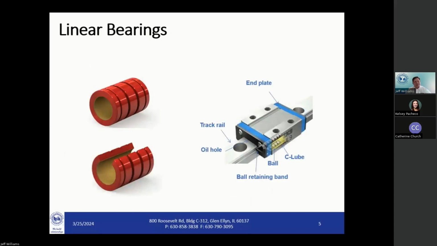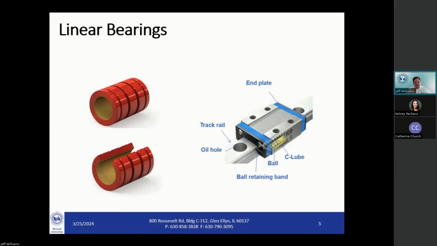And here, on the left-hand side, you have a slide bushing that does not have a rolling element. So by definition, it utilizes sliding friction as opposed to the other units which utilize rolling friction. These units are typically less expensive, and they're for low speed and low load applications.